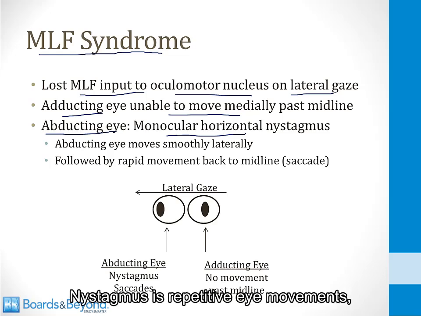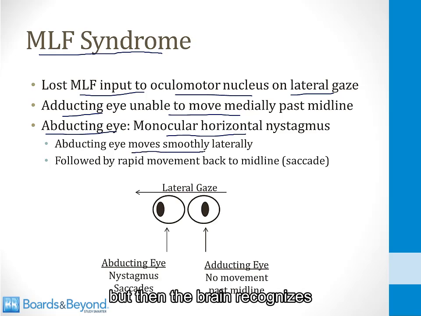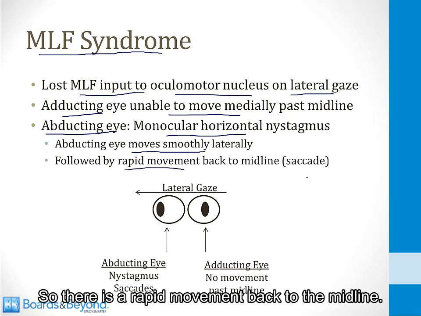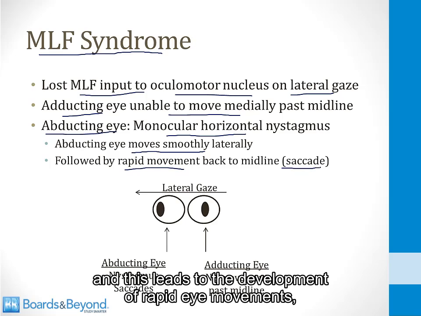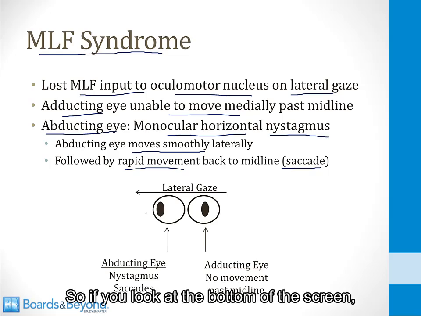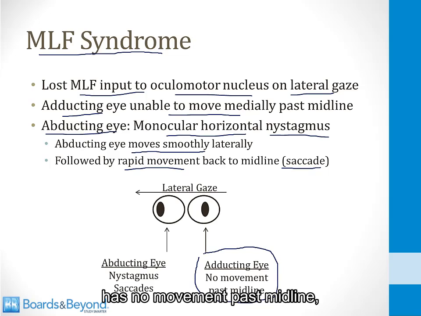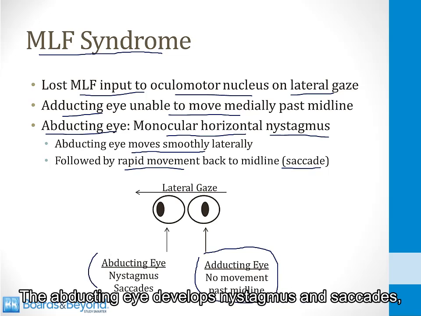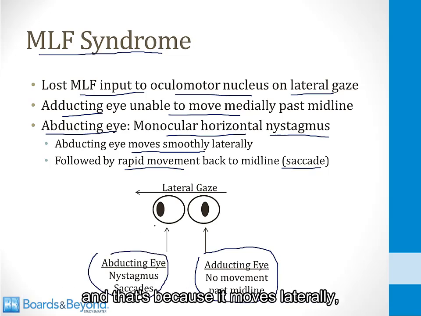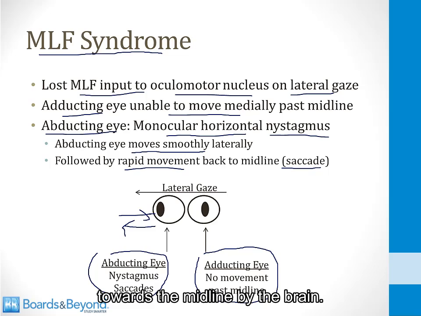Nystagmus is repetitive eye movements, and this occurs because the eye moves smoothly laterally, but then the brain recognizes that the eyes are out of alignment, so there is a rapid movement back to the midline. This is called a saccade, and this leads to the development of rapid eye movements, which are called nystagmus. So if you look at the bottom of the screen, what happens on lateral gaze in a patient with an MLF syndrome is that the adducting eye has no movement past midline, as we saw on the last slide. The abducting eye develops nystagmus and saccades, and that's because it moves laterally, gets out of alignment, and then is jerked back towards the midline by the brain.